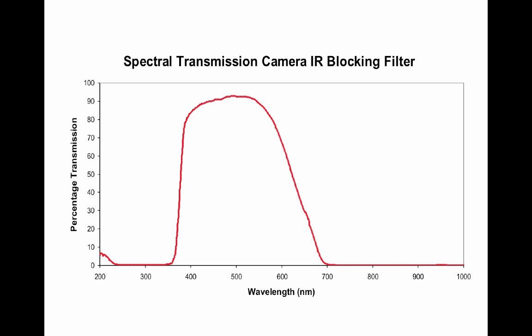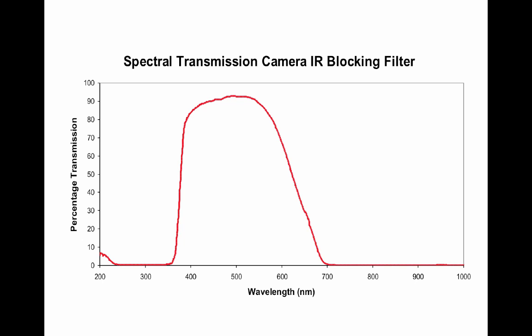Now, if we overlay our spectral sensitivity of our CMOS or CCD sensor, we're within that 400 to 700 range, still fairly low sensitivity into the blue range, and that's why we get noise in the blue spectrum. But what this spectral transmission curve of the infrared blocking filter that all camera manufacturers install over their sensors is telling us is that it doesn't allow the cameras to record infrared.